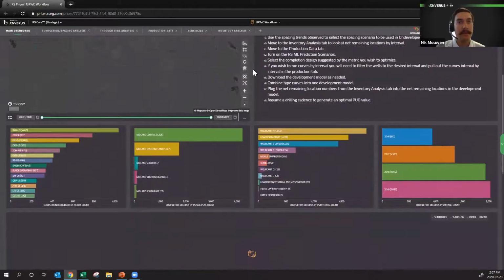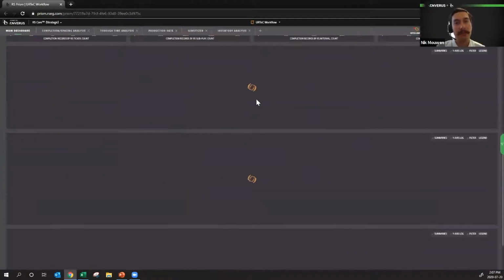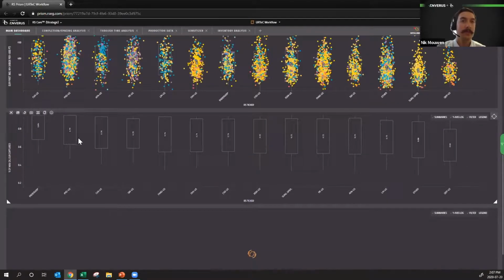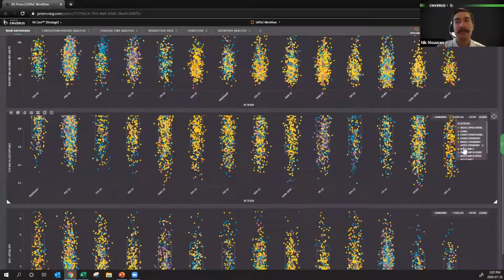Let this load up, and I'm going to scroll back down to this scatter plot that we were looking at here. Again, we're looking at the colors based on interval. Again, it's pretty noisy. We haven't filtered down to anything. But now on the y-axis, we're looking at % of max oil EUR captured.